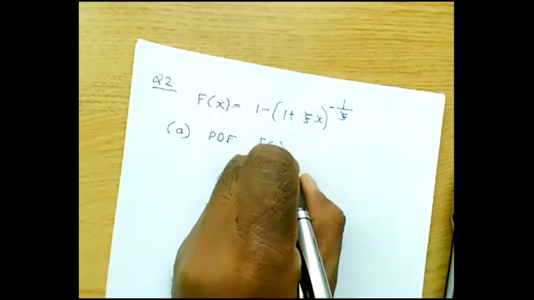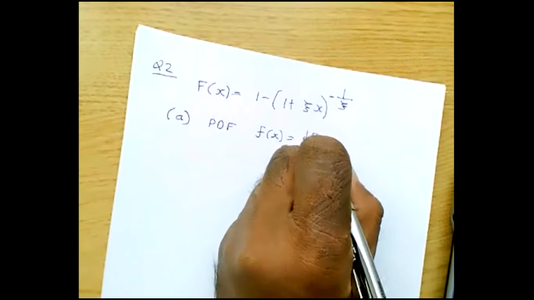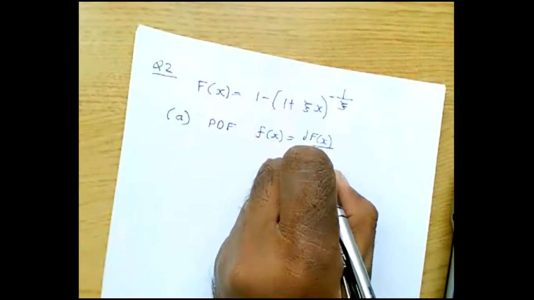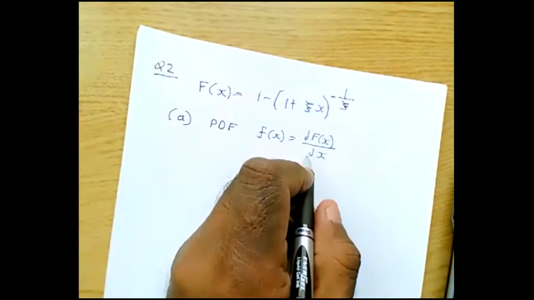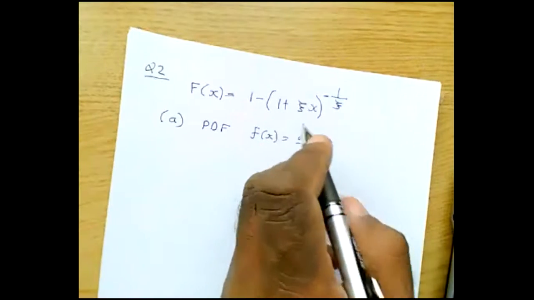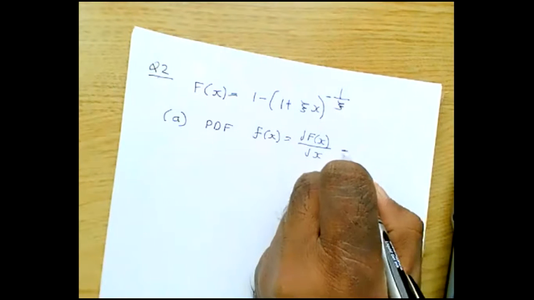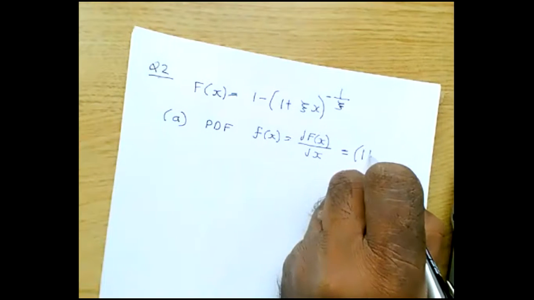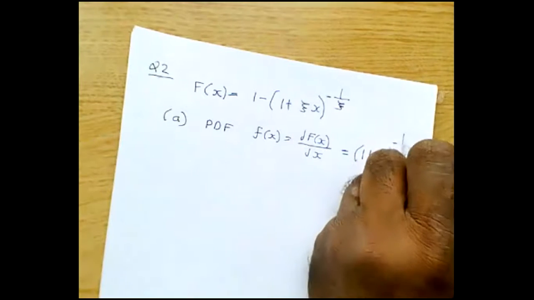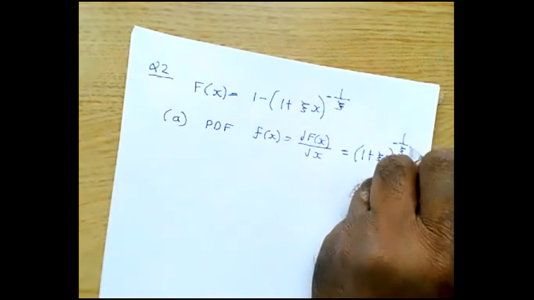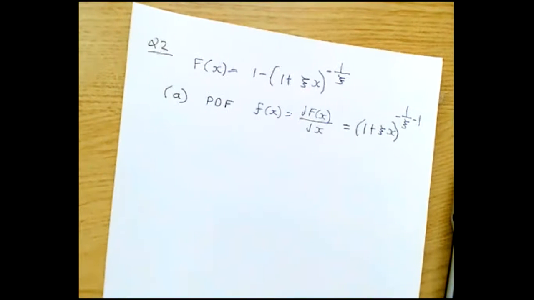So to find the PDF, you differentiate the CDF, right? So if you differentiate this with respect to x, you will get this, right? All right, that's part A.